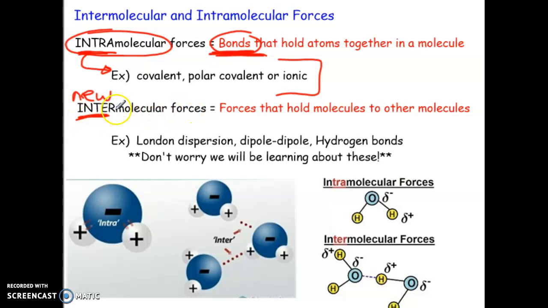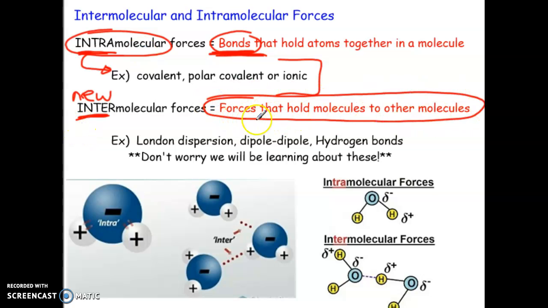Intermolecular forces is a brand new concept. This is where we are talking about the forces of attraction that are between molecules and other molecules. There are 3 types of intermolecular forces, and we're going to go through these in the next lesson. So we have London dispersion forces, dipole-dipole forces, and hydrogen bond forces.